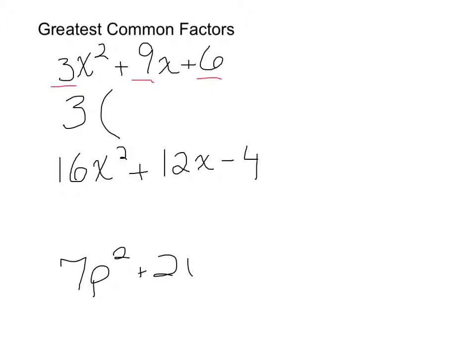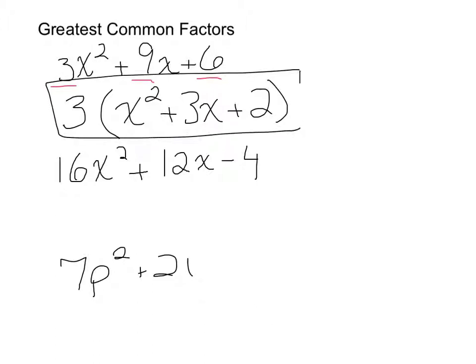So 3 times x squared gives me 3x squared, 3 times 3x gives me 9x, and 3 times 2 gives me 6. So that's as far as we're going to go on this slide, is factoring this far. We'll talk about how to factor things with x squared in them in a few minutes.